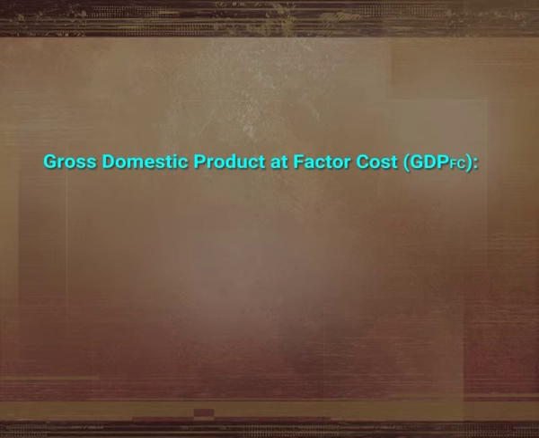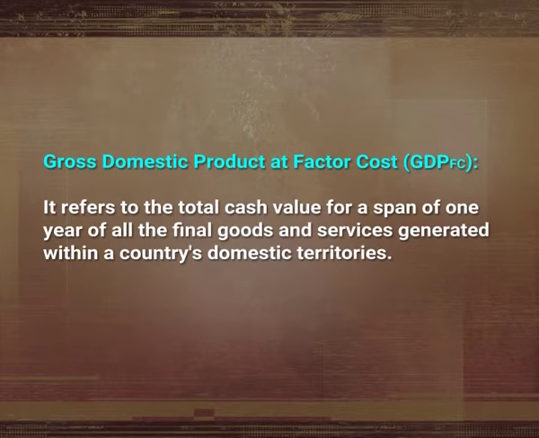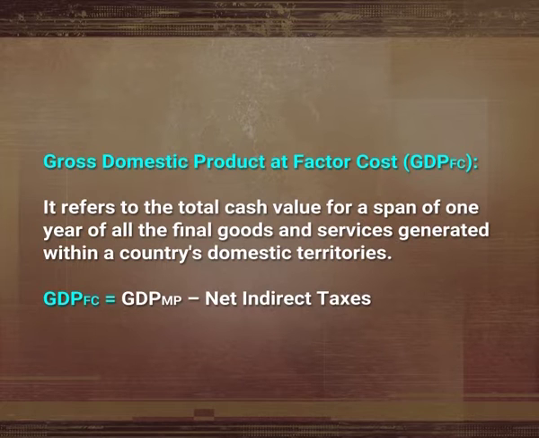Gross domestic product at factor cost, GDPFC. It refers to the total cash value for a span of 1 year of all the final goods and services generated within a country's domestic territories. GDPFC is equal to GDPMP minus net indirect taxes.